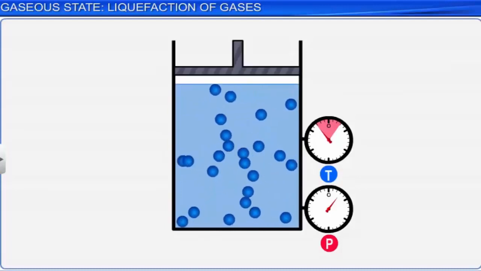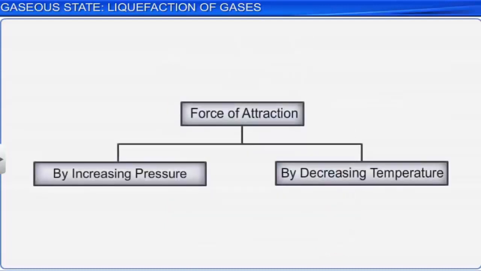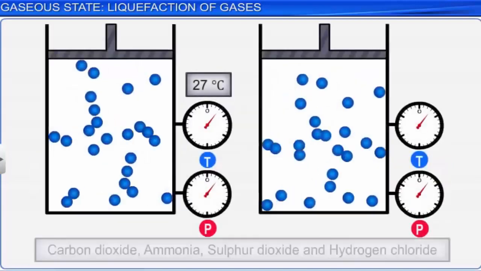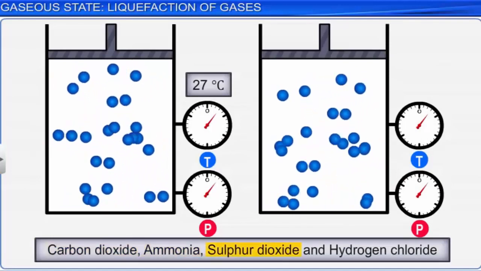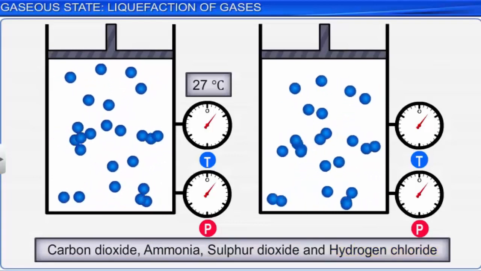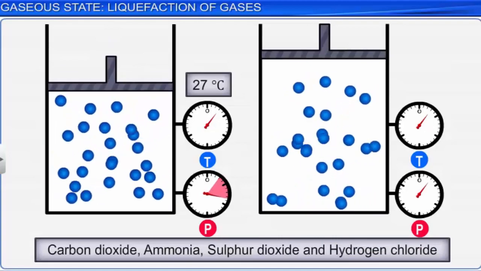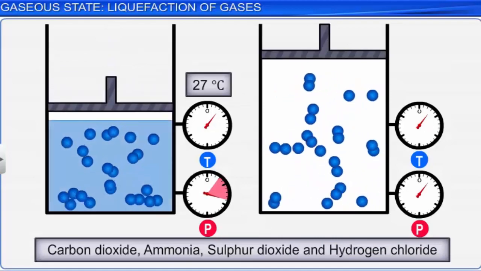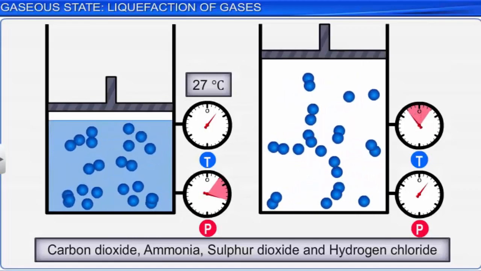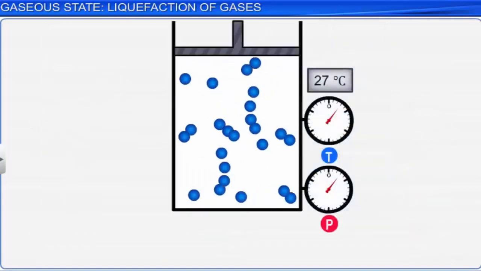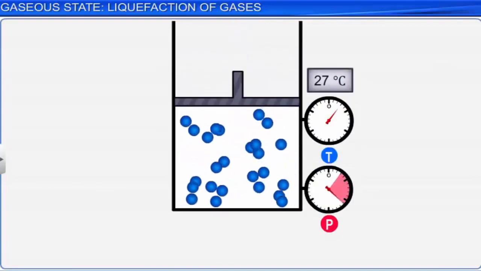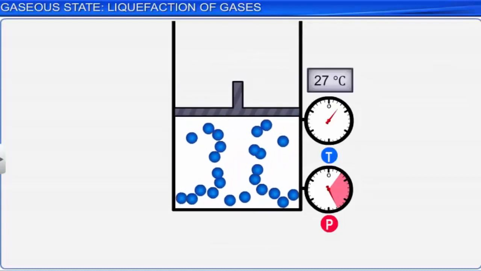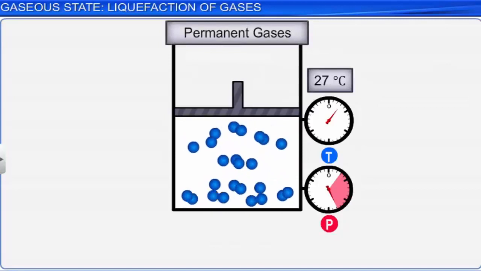Sometimes, we need to use a combination of both methods to liquefy a gas. For example, carbon dioxide, ammonia, sulfur dioxide, and hydrogen chloride can be liquefied either by increasing the pressure or by decreasing the temperature. There are some gases, however, which cannot be liquefied at room temperature, even at very high pressure. These gases are called permanent gases.